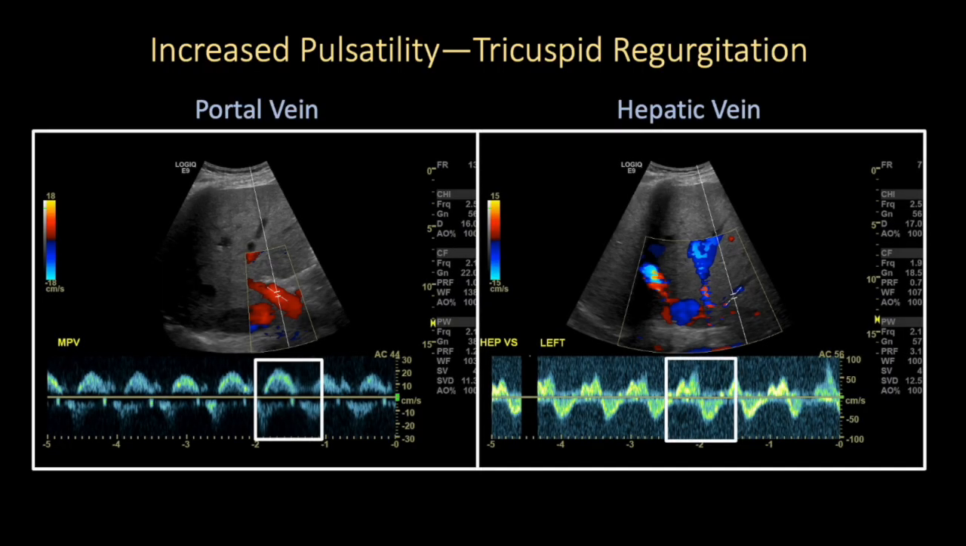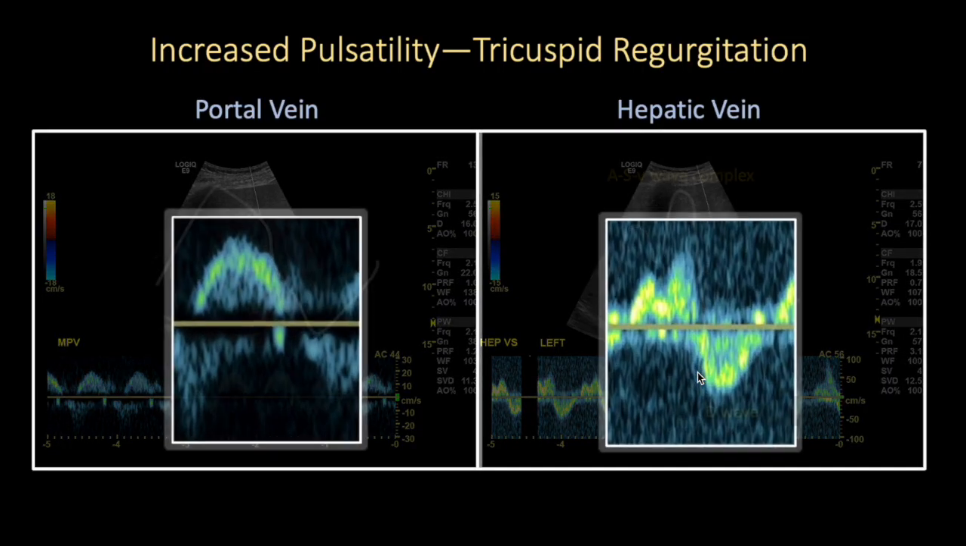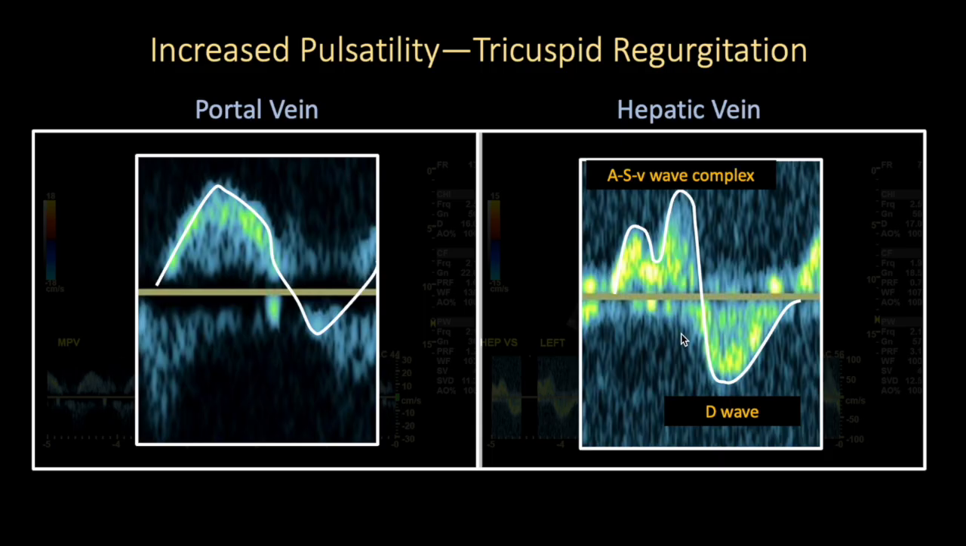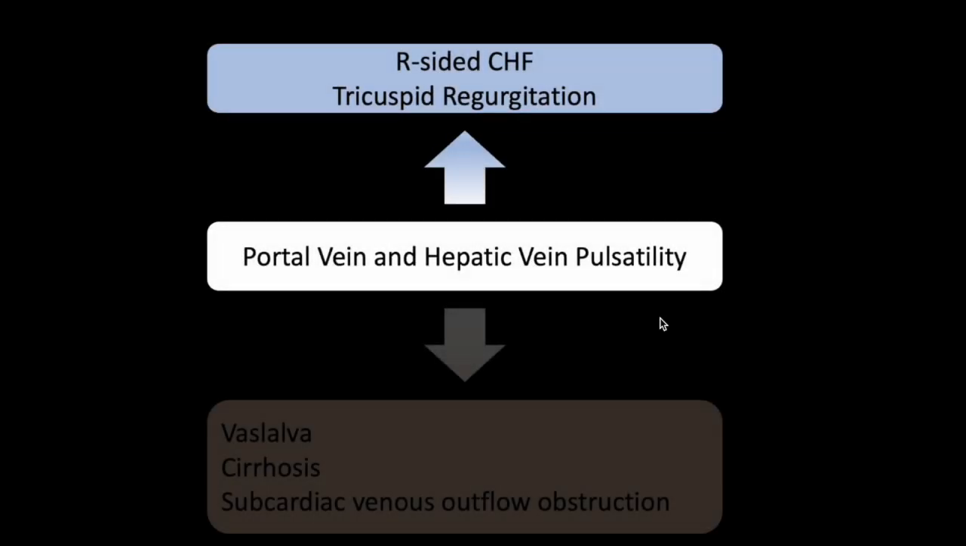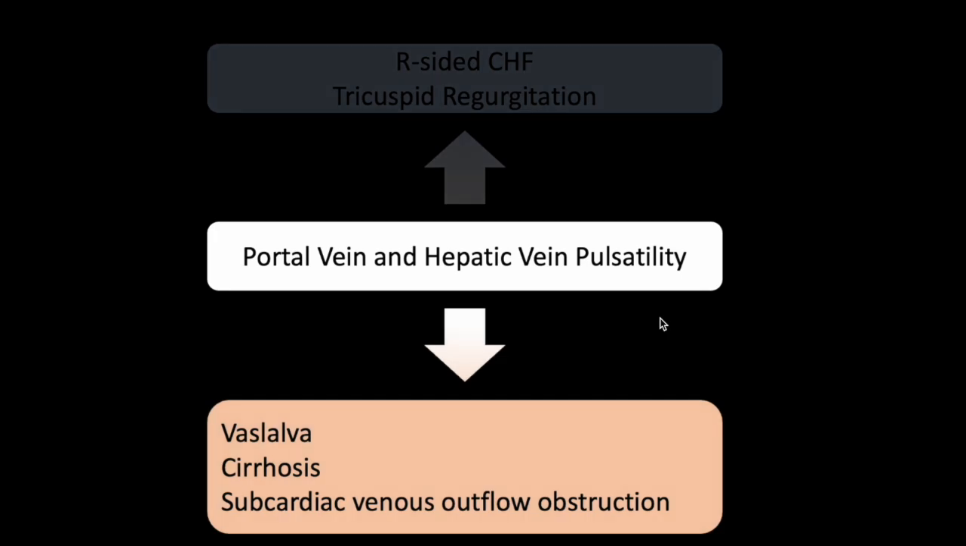And then when we have really severe tricuspid regurgitation, again, we get that increased pulsatility within the portal vein, but here we can see this ASV complex, and then you get the single D wave below, and so this indicates severe tricuspid regurgitation. So that's the differential for increased pulsatility. What about for decreased pulsatility?